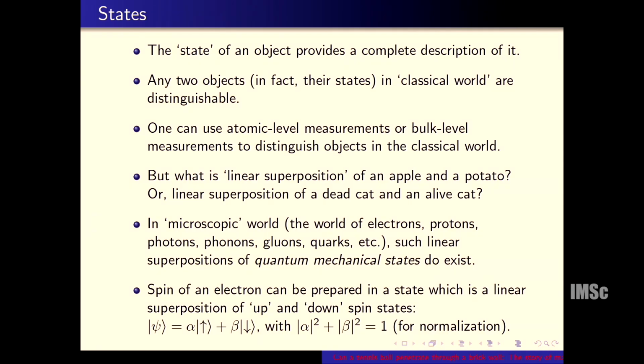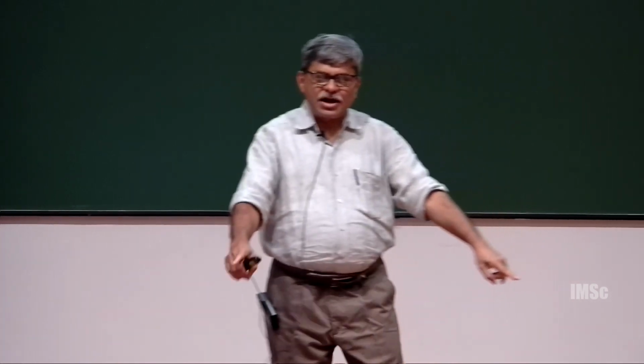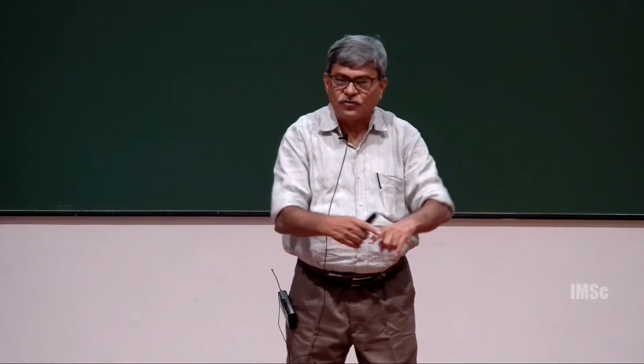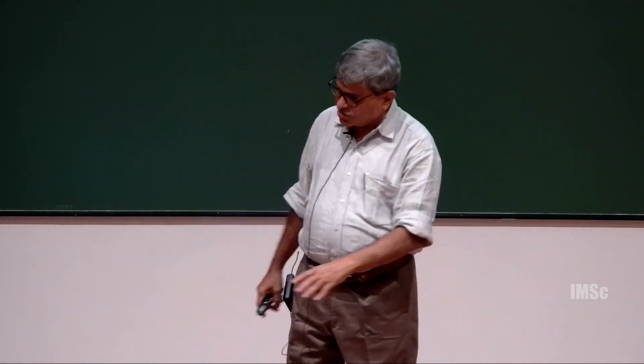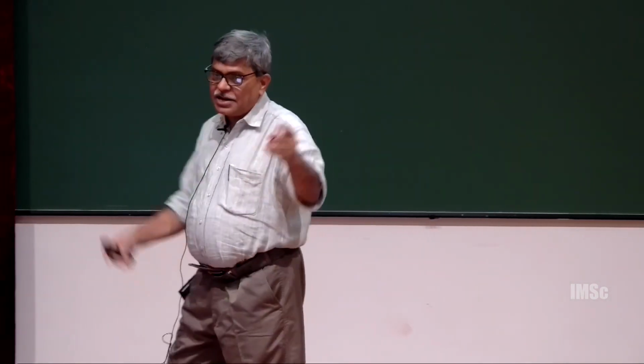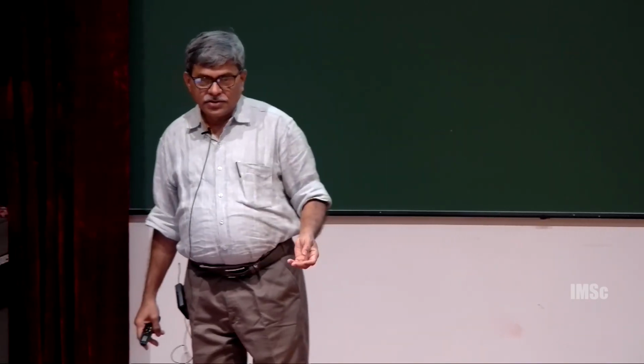Because states are distinguishable, like this box and this box, we cannot talk about a superposition of these two. What does it mean? Nothing. You cannot have a superposition of, let us say, an apple and a potato. What does it mean? Nothing.